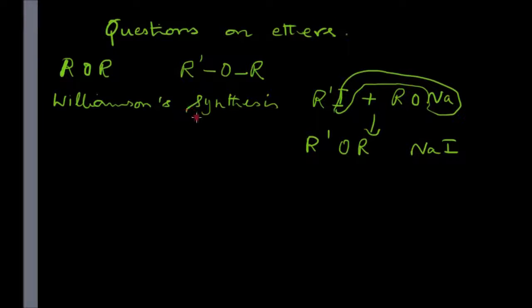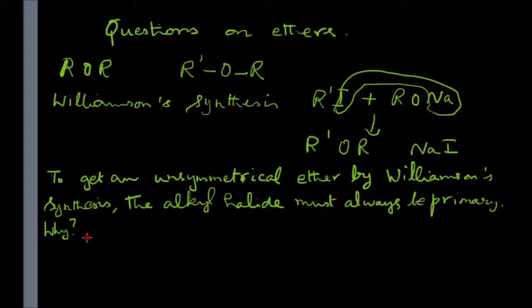Now, this is good for the preparation of unsymmetrical ethers. But the question will not be to explain Williamson synthesis, which will be a straight question. I am going to give the question in a different way. To get an unsymmetrical ether by Williamson synthesis, the alkyl halide must always be primary. Why? That is the statement for which you have to give the reason.